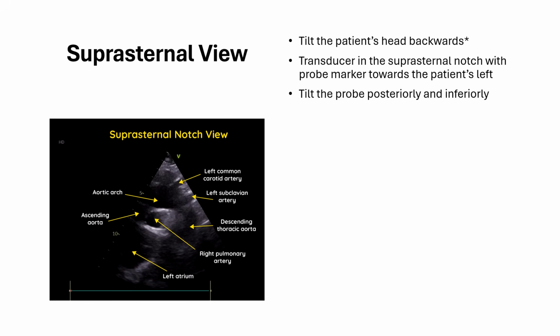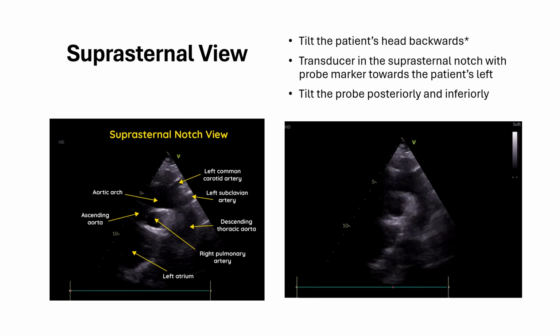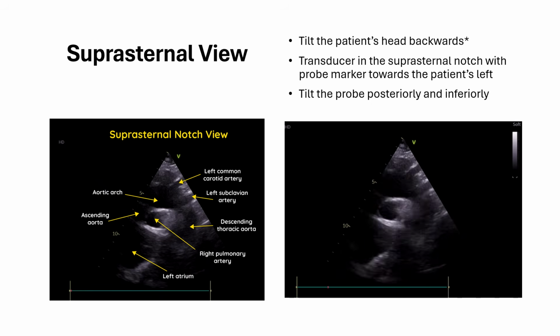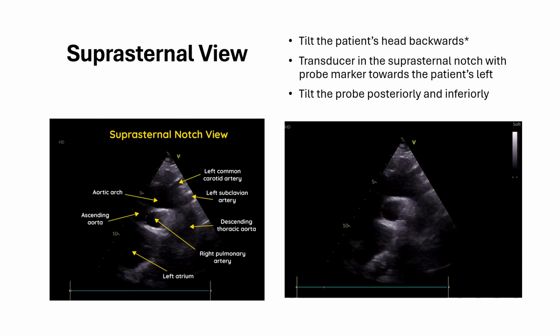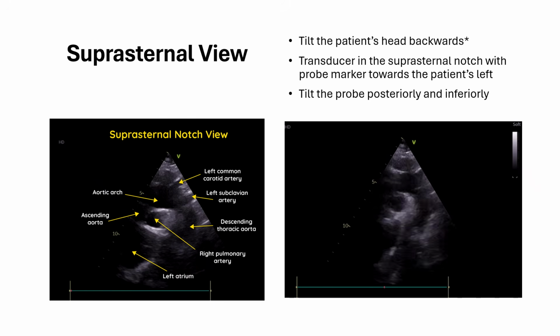On the left part of the screen, you see a frozen image with anatomy labeled for you. And here on the right part of the screen, you see a video clip demonstrating the same. This is a very important view if you want to assess the ascending aorta, aortic arch and great vessels, and descending aorta for presence of any pathology such as aneurysms and dissections, to name a few. Please pause the video if you need more time to review this image.